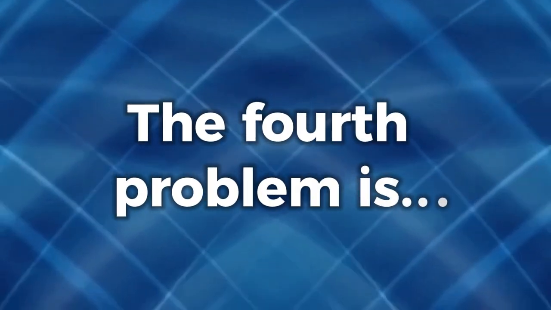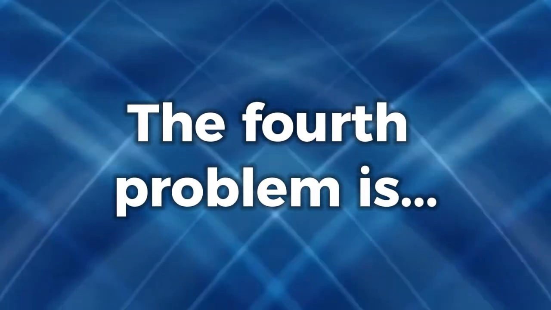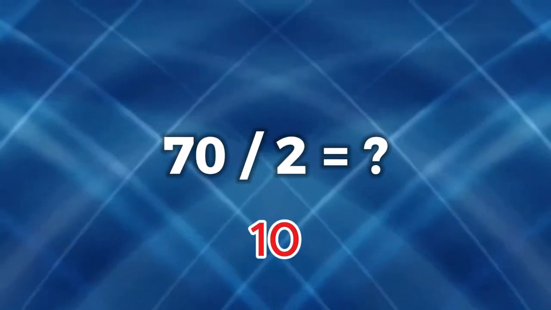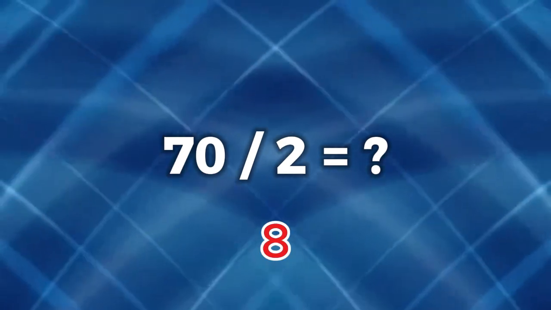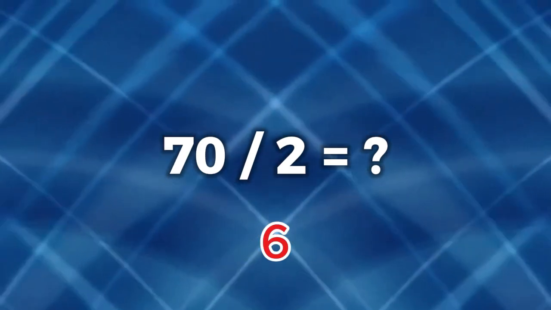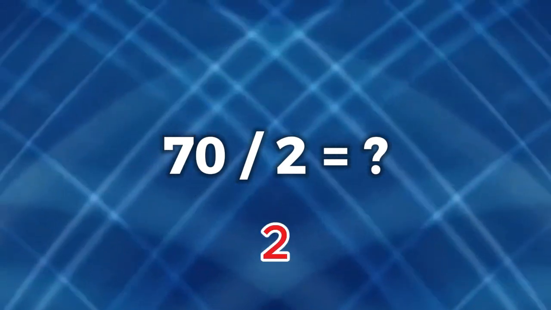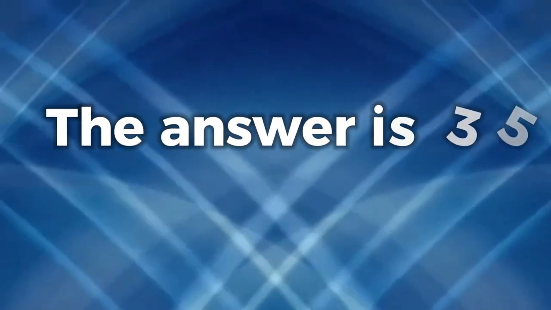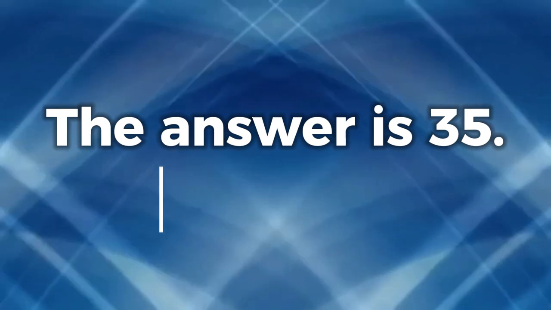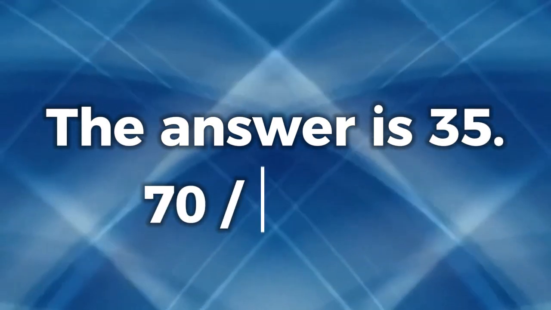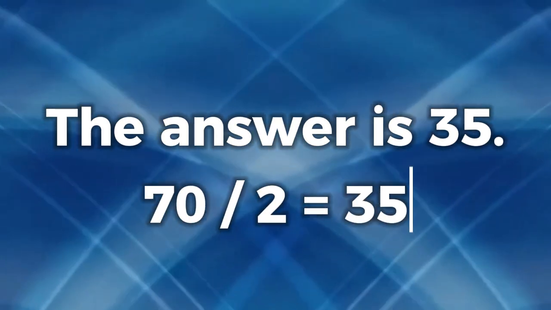The fourth problem is, what is 70 divided by 2? The answer is 35. 70 divided by 2 is equal to 35.